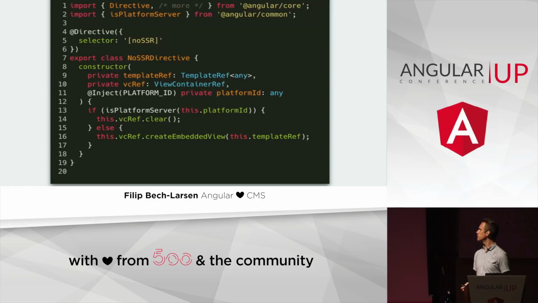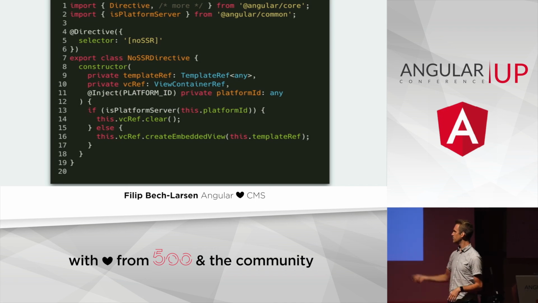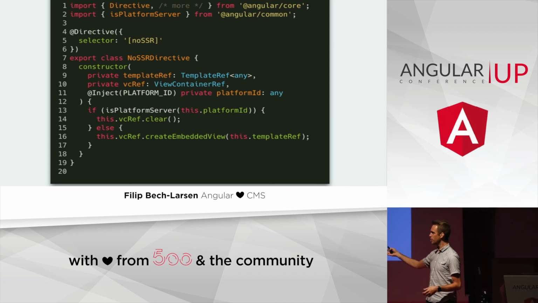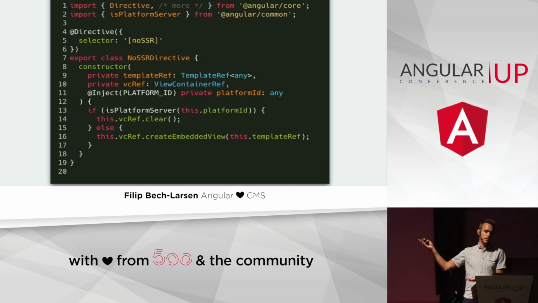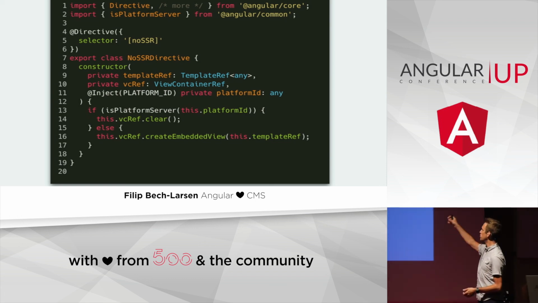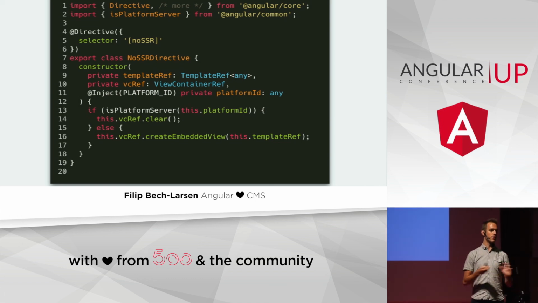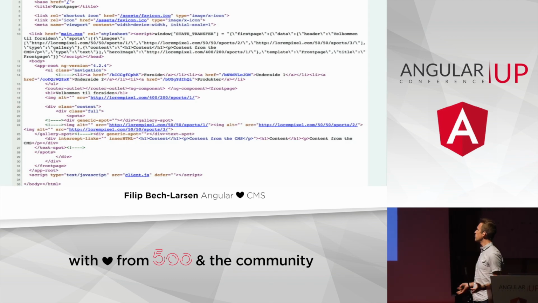It's a very simple directive where, when it's initialized, it looks to see if it's on the server platform, and if so, it clears the view container so it doesn't server-side render. If it's in the client, it works just as intended. So you could just use this no SSR directive on any element, and it will still work in the browser, but it won't server-side render. So this more or less gives you everything we want.